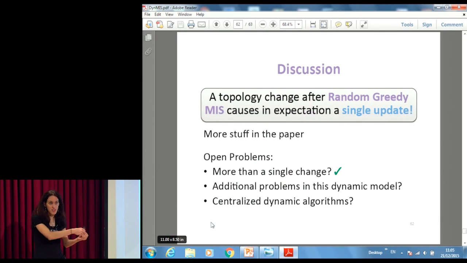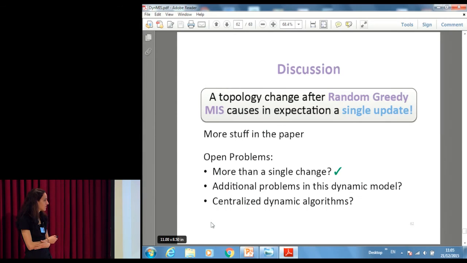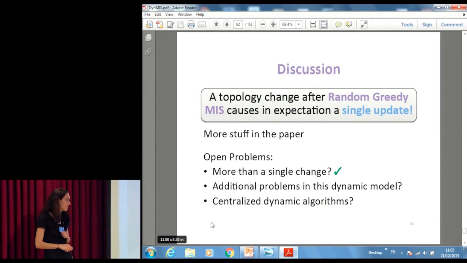In a sequential setting, I need to check whether the neighbors have to change or not. So this single update would take me delta rounds. And it's a good question what you can do in a sequential setting. And that's basically all I have. So thanks for your attention.